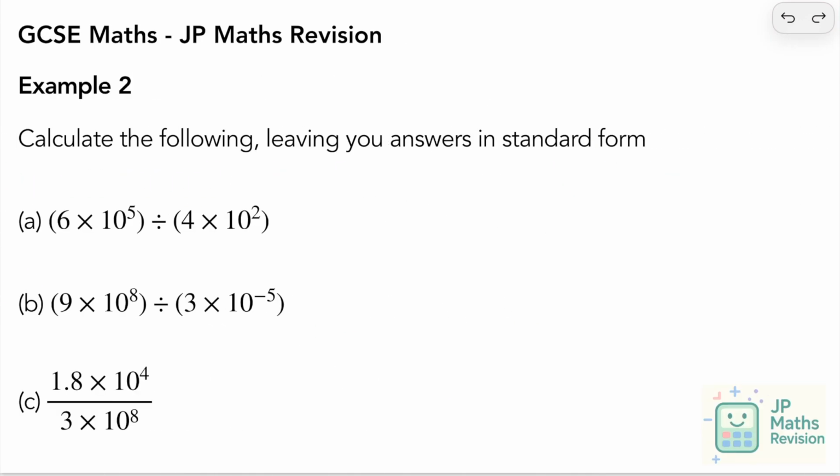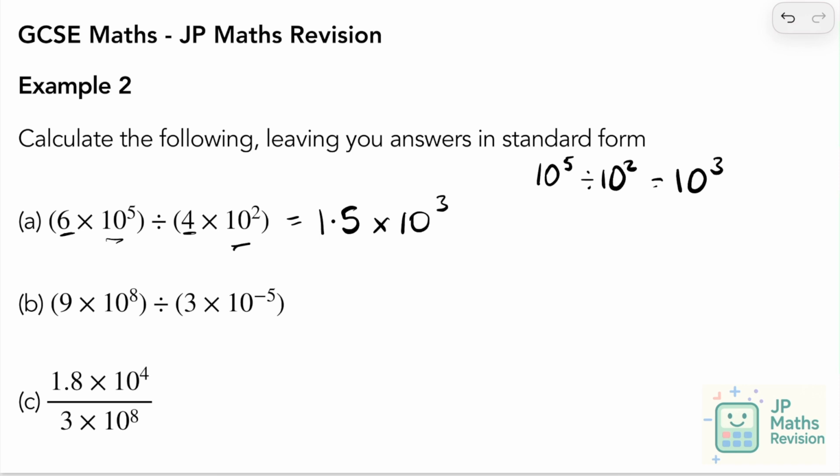Here's another example. This time we're dividing. We need to divide the following and leave the answers in standard form. So we do the same thing, but rather than timesing, we're dividing this time. So we're doing 6 divided by 4, that's 1.5. And then we've got 10 to the 5 divided by 10 to the 2. When we're dividing, we subtract the powers. So 5 take away 2 is 3, so I end up with 10 to the power of 3. So my answer is 1.5 times 10 to the power of 3.